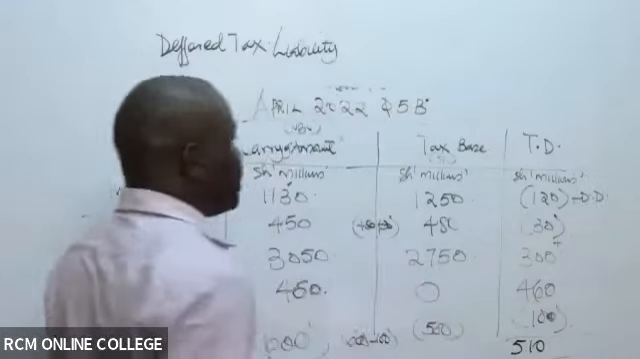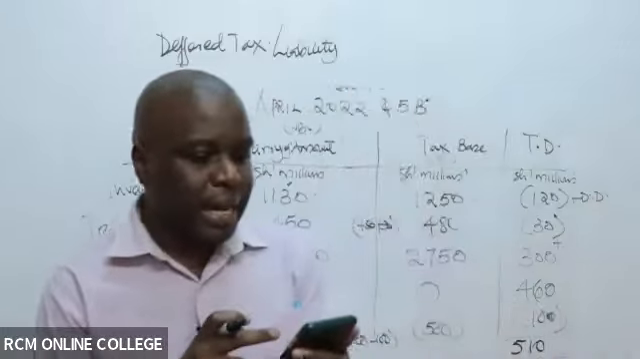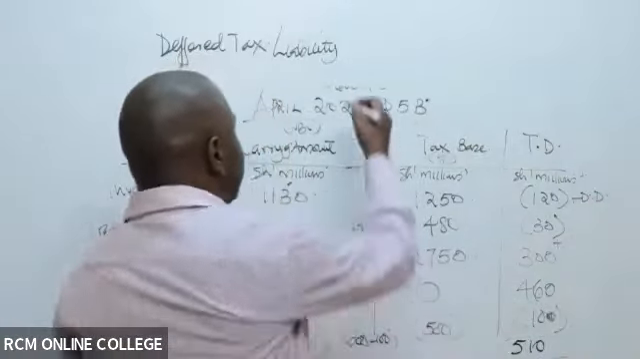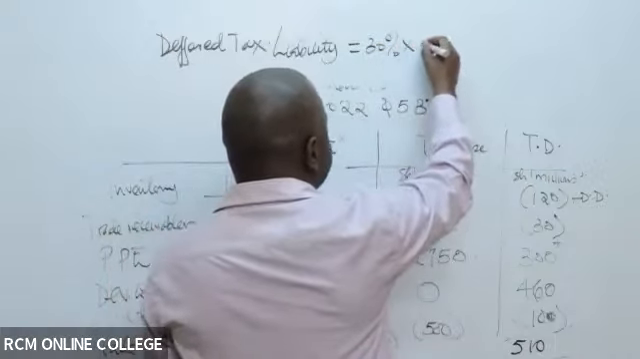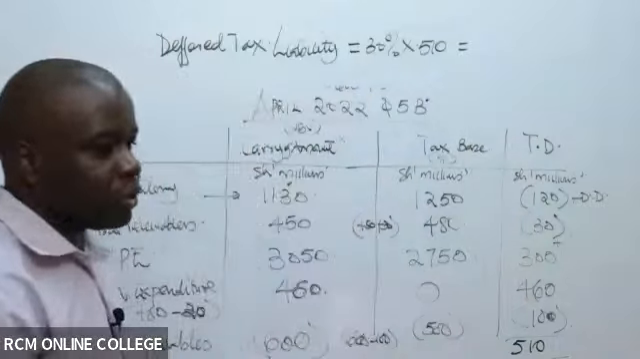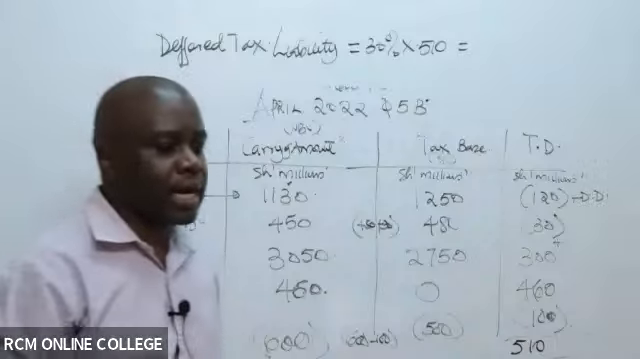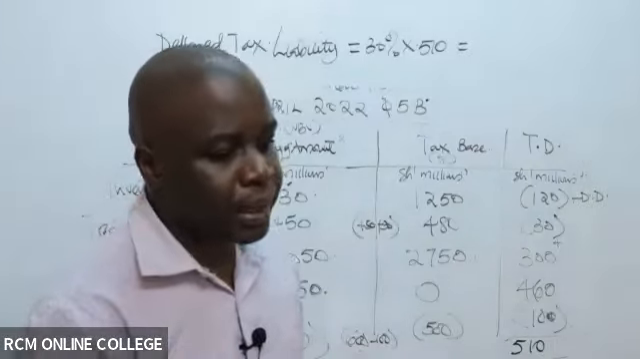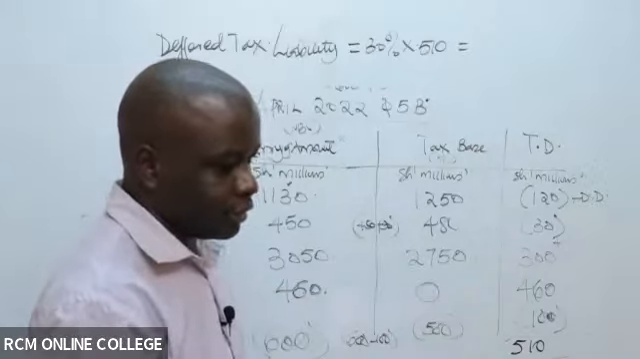And of course, you've been told the income tax rate is 30%. So we'll take 30% multiplied by the temporary difference, which is 510, which will be equal to how much? Is it 1530?